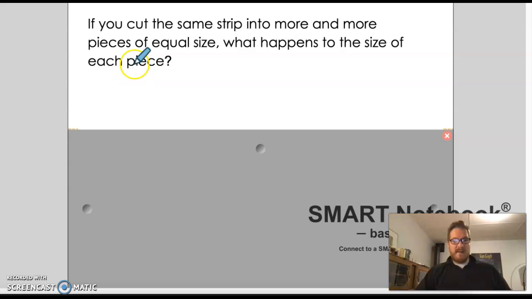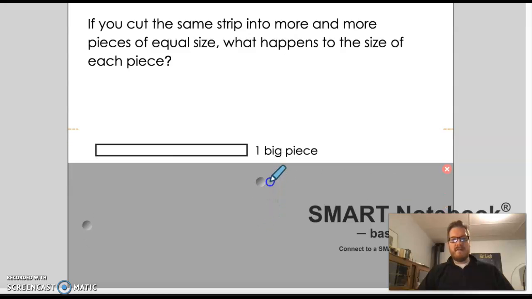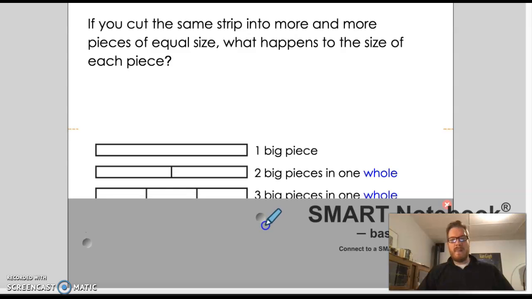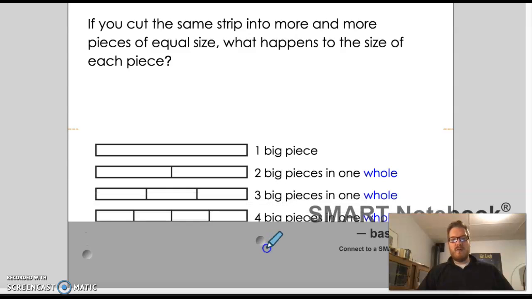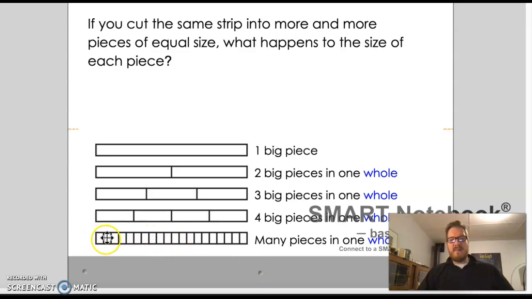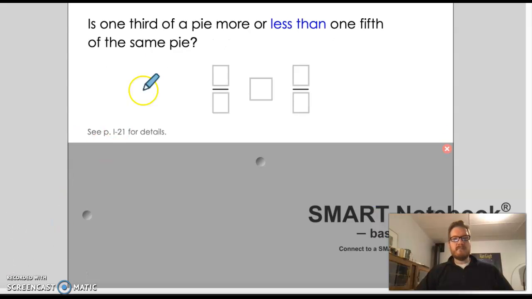So then the next thing that they say here is if you cut the same strip into more and more pieces of equal size, what happens to the size of each piece? Well, obviously they get smaller and smaller, right? So here we see one big piece. We have two big pieces in one whole. Here we have three big pieces in one whole, four big pieces in one whole, and this is many, many pieces in one whole. So that moves us on to the next question.